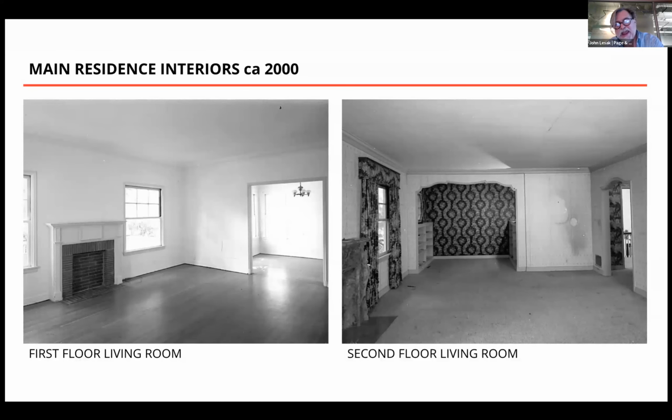This is the main house. These are the two front rooms that face the street: the first floor living room on the left and the second floor living room on the right. One of the things that's very interesting about the property is that as people lived in these units, they tailored them more and more to their tastes. So you get an eclectic feel to it, which we think is appropriate to the artist in residence program that's coming.